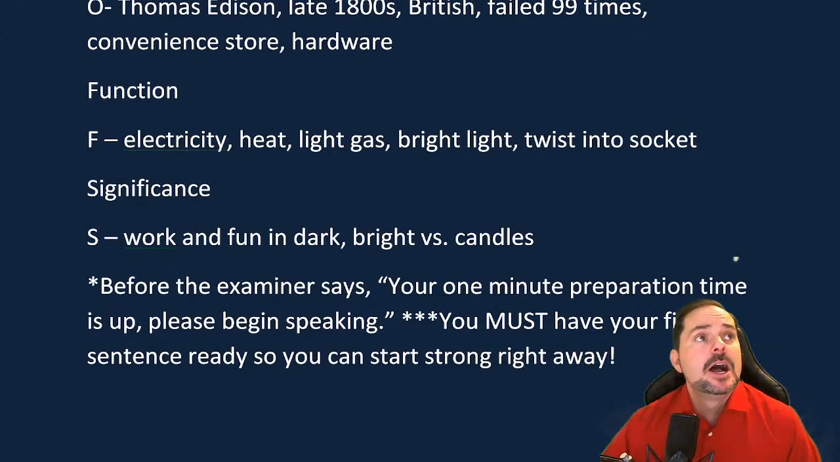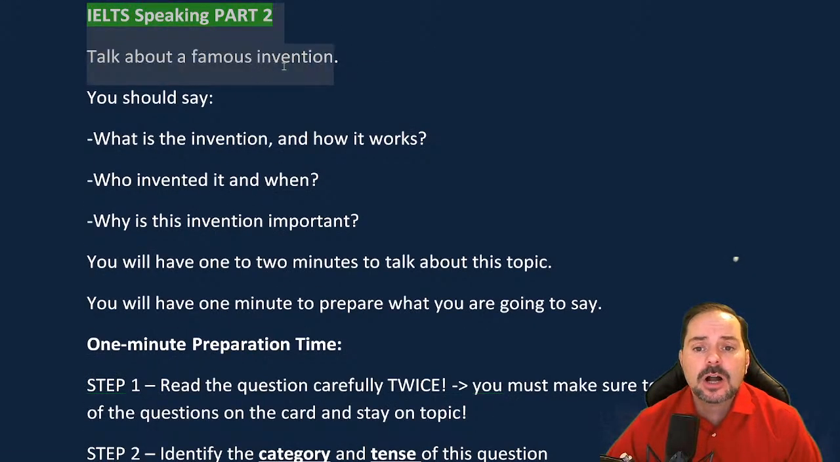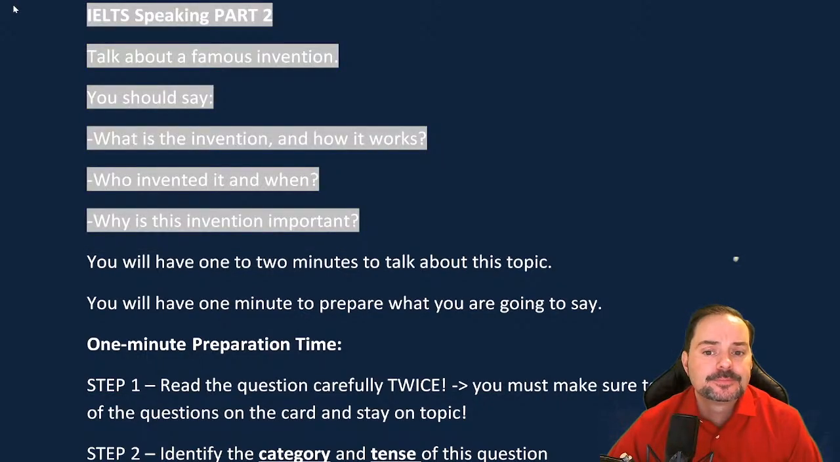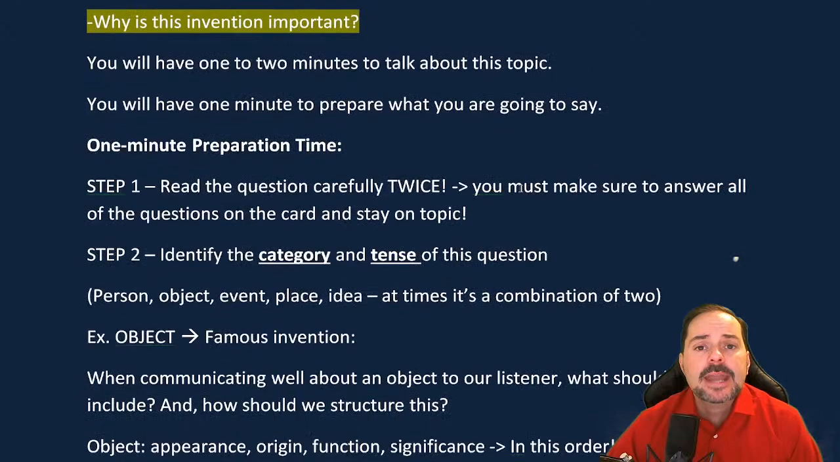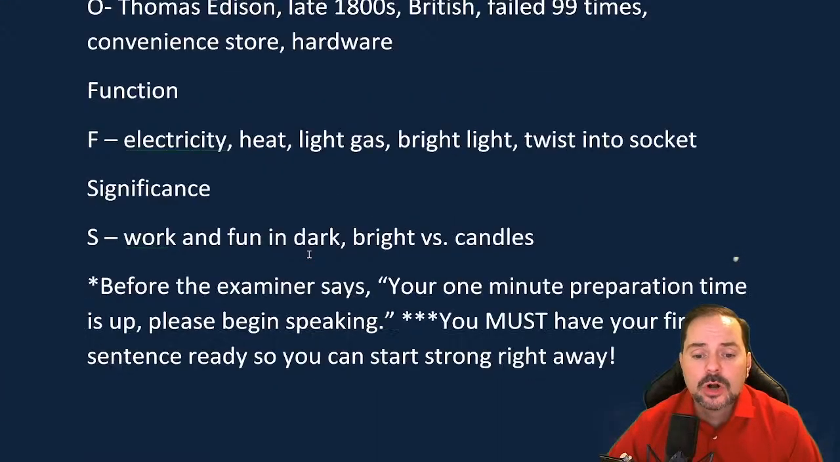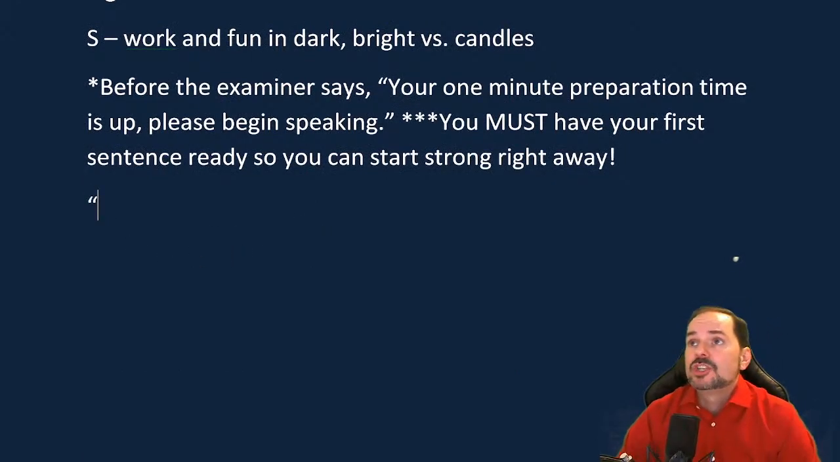So again, here we go, students. The question, okay, it's talk about a famous invention. What is the invention? How does it work? Who invented it when? Why is this invention important? So this is our cue card, okay? There we go. That's our cue card right there. Now we need to have the first sentence ready for this one here. So give me the first sentence, okay? And this is the start of your speech, okay?